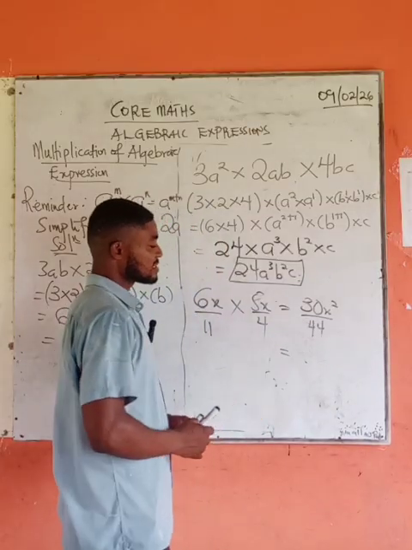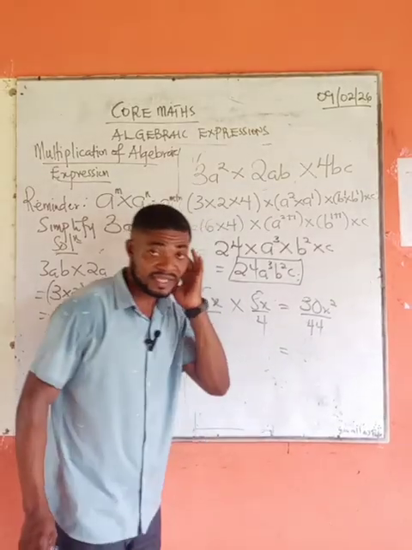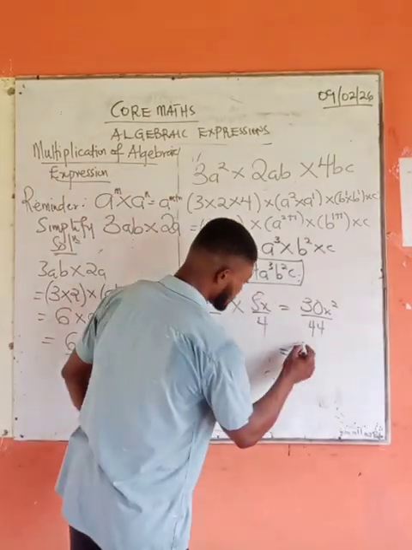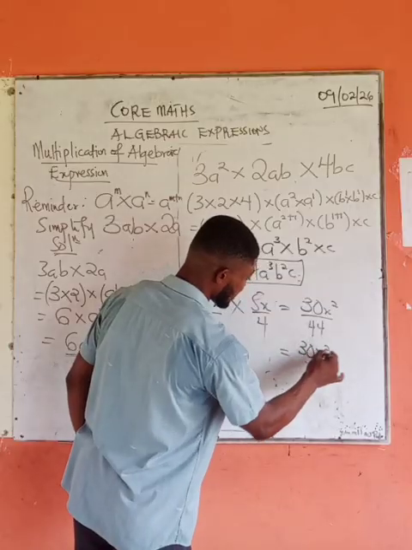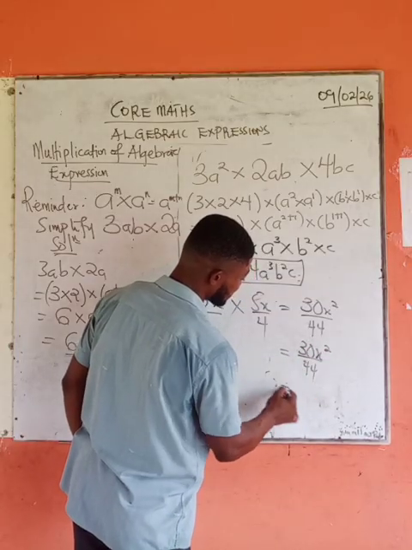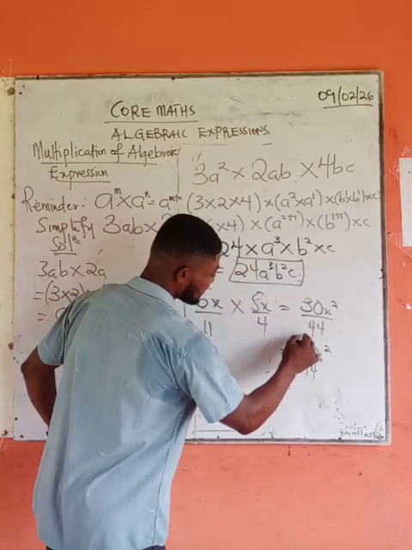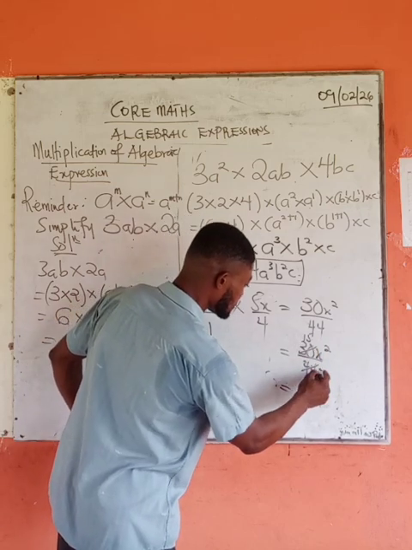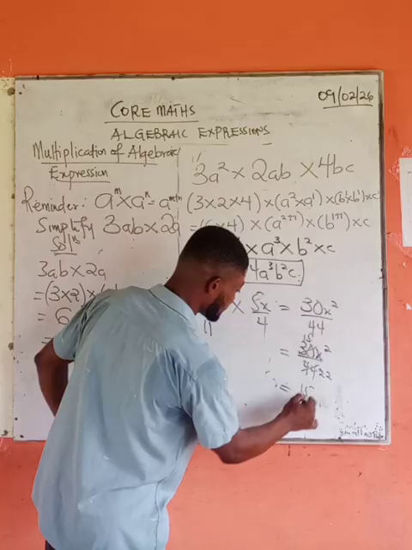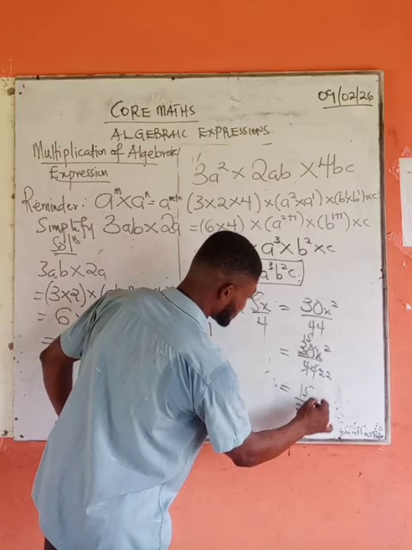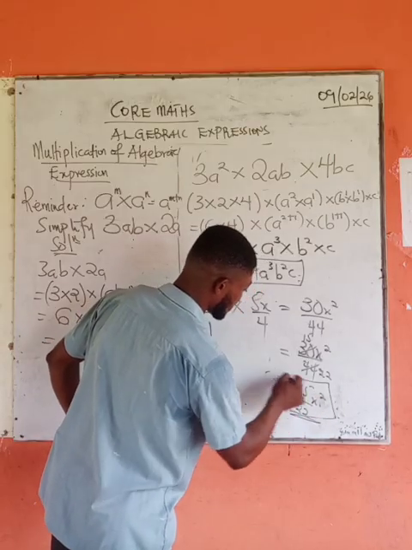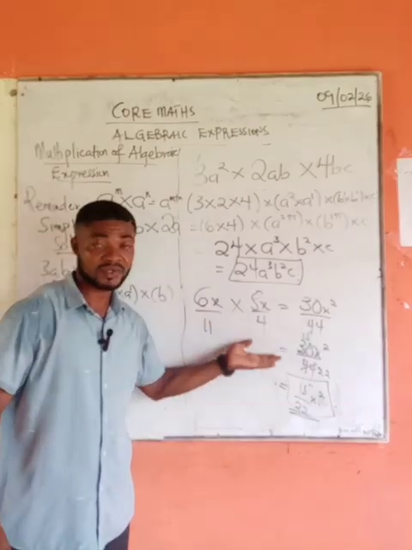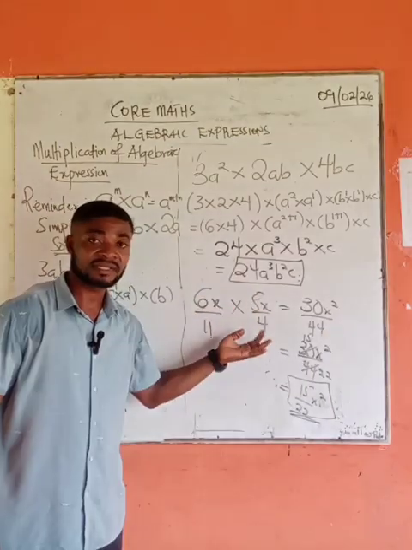Now I see that you can break this 30 and 44 down. So we use 2 to reduce 30 and 44 to their simplest form. 2 goes into 30 15 times, 2 goes into 44 22 times. So I have 15 over 22 x squared, like this. So this is what we are going to have when you have a fractional part like this.